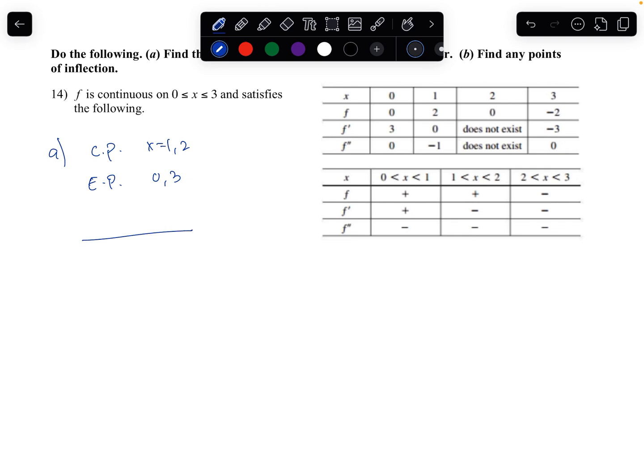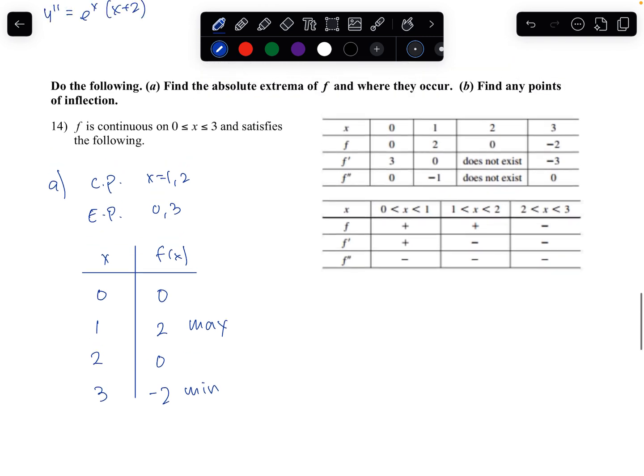So use the candidates test. X, and then we'll have f of x. So we have 0, 1, 2, and 3. At x equals 0, the function is 0. At x equals 1, it's 2, 0, negative 2. So this is the maximum here, and this is the minimum here. There you go.